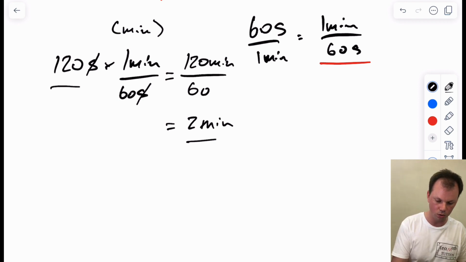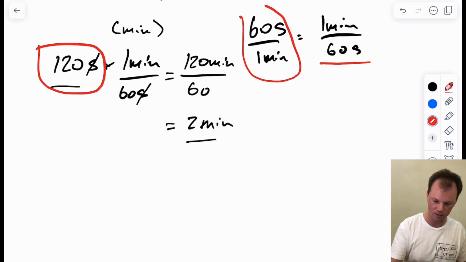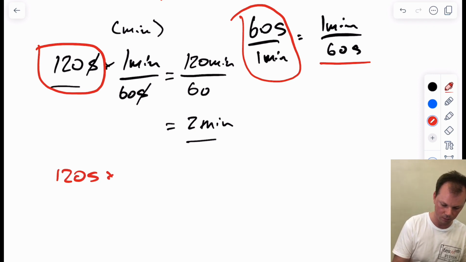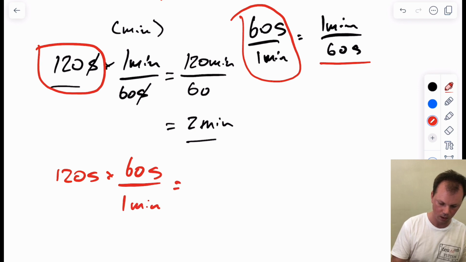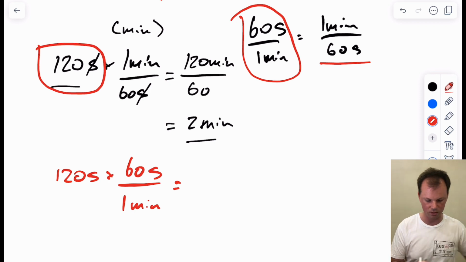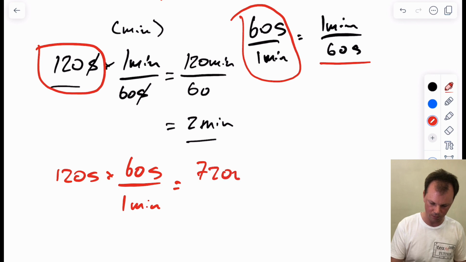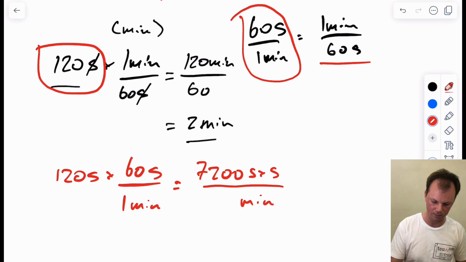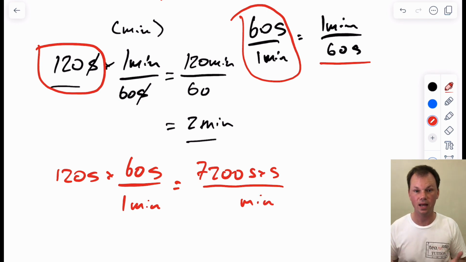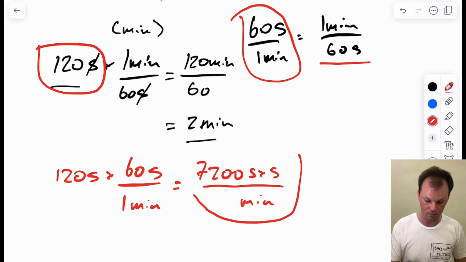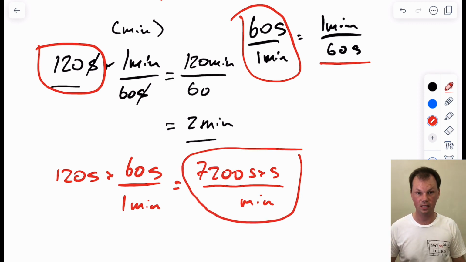Now I could do, and it's mathematically valid, to multiply this by this and get an answer. So if I'm to do that, I'm going to have 120 by 60. I'm not 100% sure what that is. We get 7,200 seconds times seconds over a minute. Now, this is mathematically valid, but I don't know what the real world significance is of this, if there is any significance.